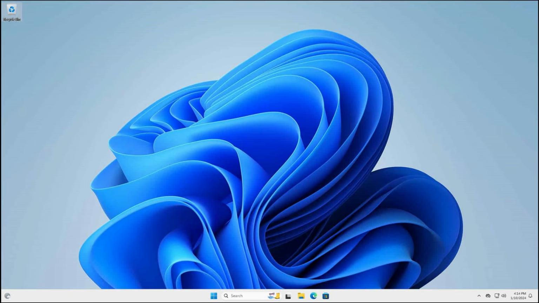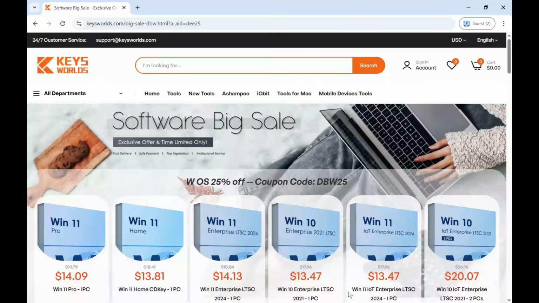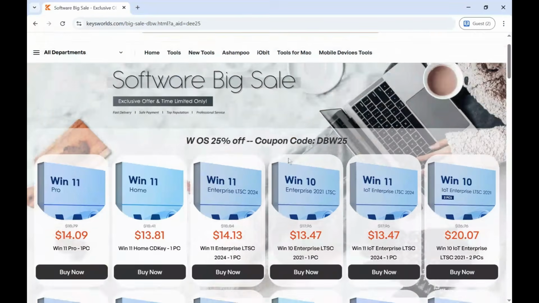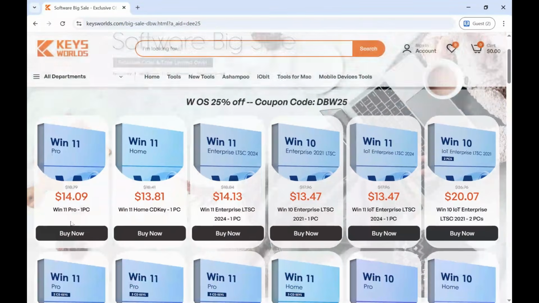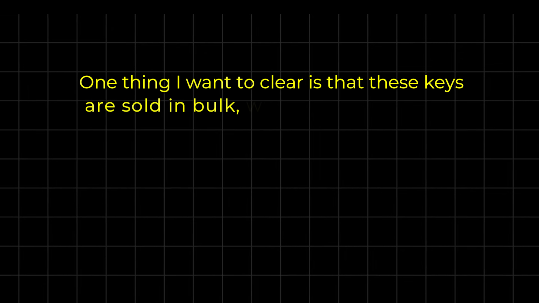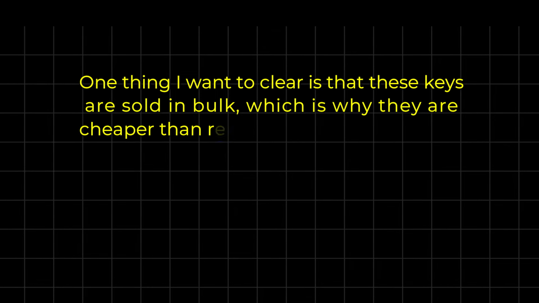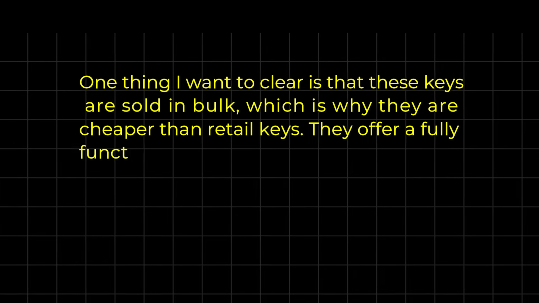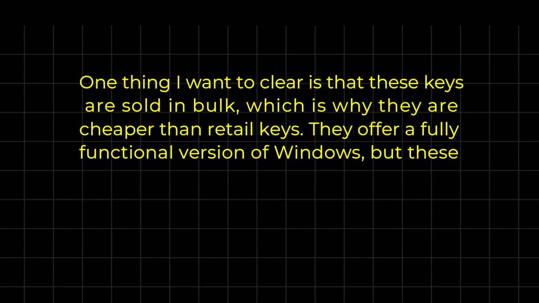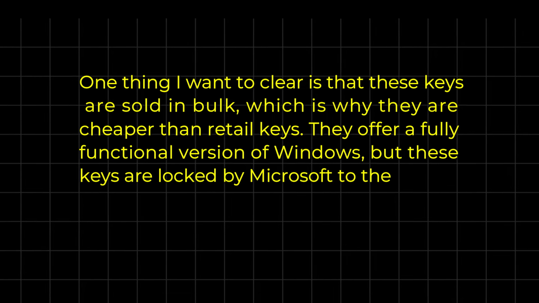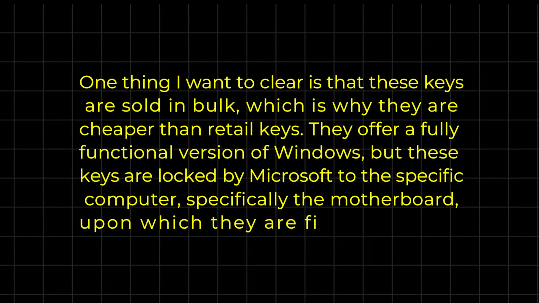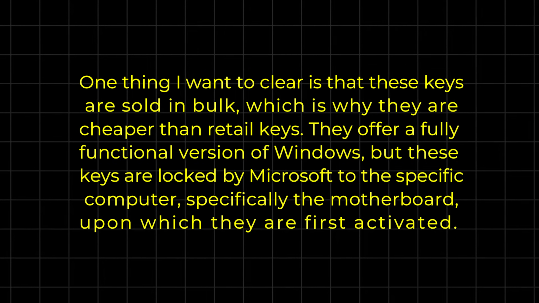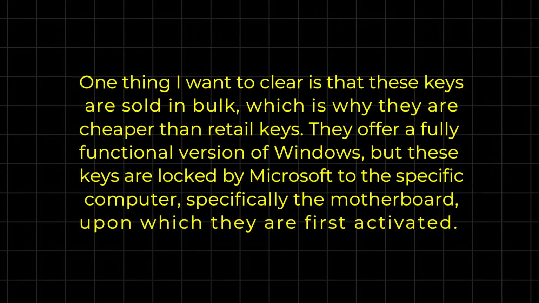First, click the link, and you will land directly on the website. Here, you can see different keys available. These are OEM Windows activation keys. One thing I want to clear is that these keys are sold in bulk, which is why they are cheaper than retail keys. They offer a fully functional version of Windows, but these keys are locked by Microsoft to the specific computer, specifically the motherboard, upon which they are first activated. So it is 100% safe.